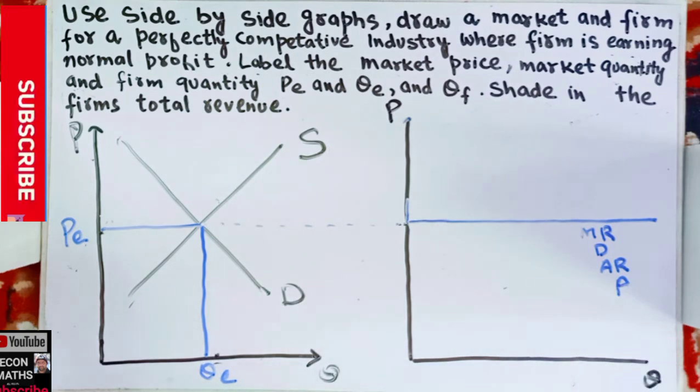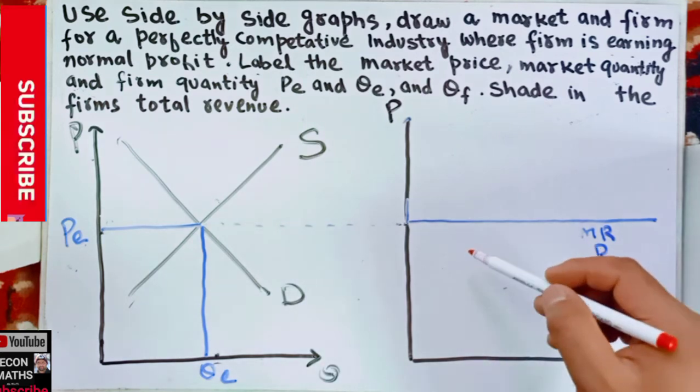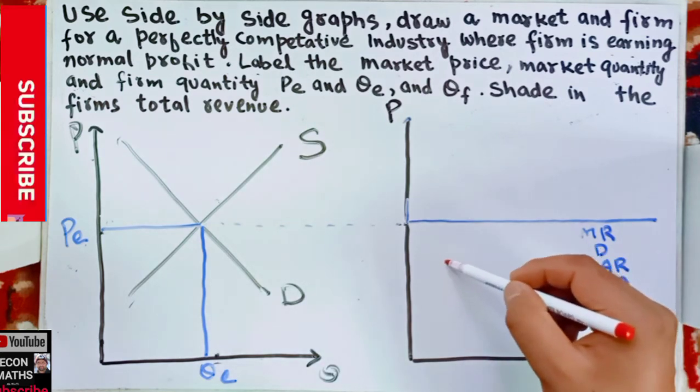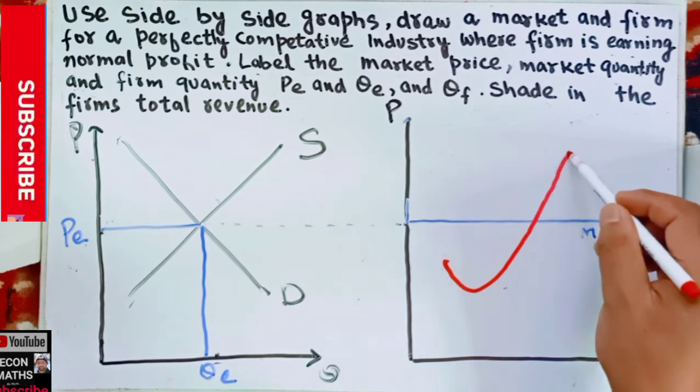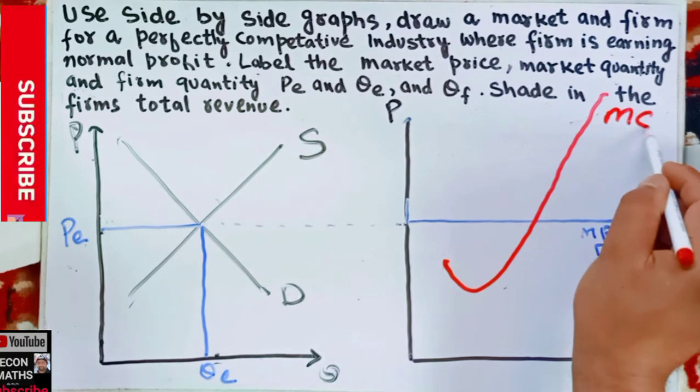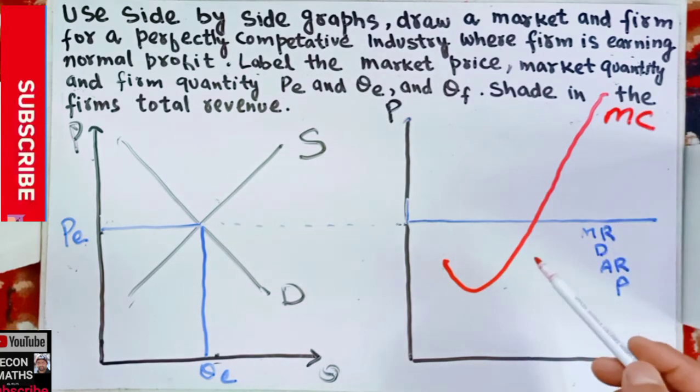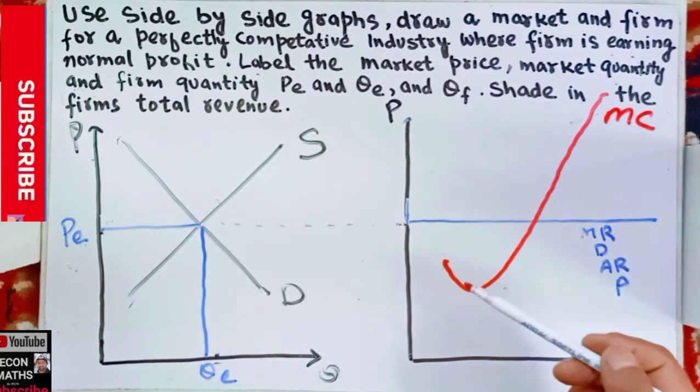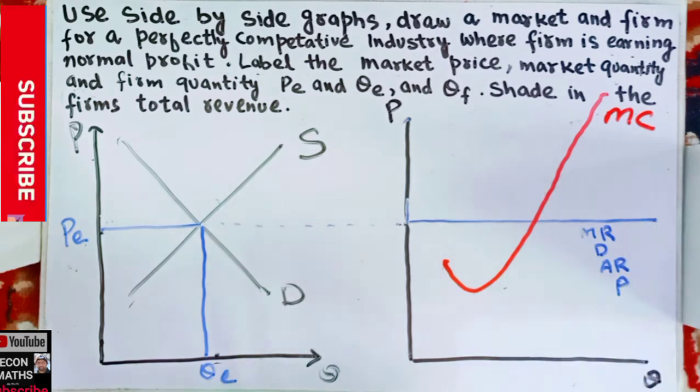After that, the next step is to draw the marginal cost curve that looks like this. So this is the marginal cost curve. I will write: this is marginal cost. This is our next step. We draw the marginal cost curve.